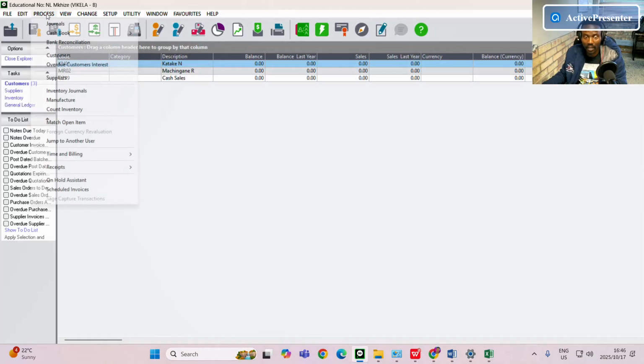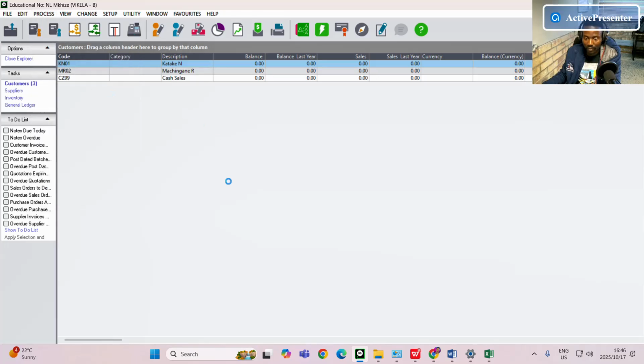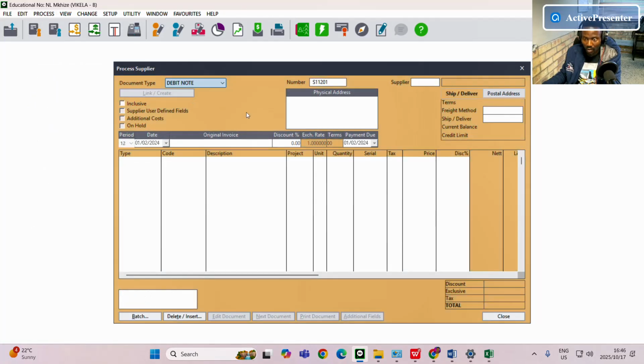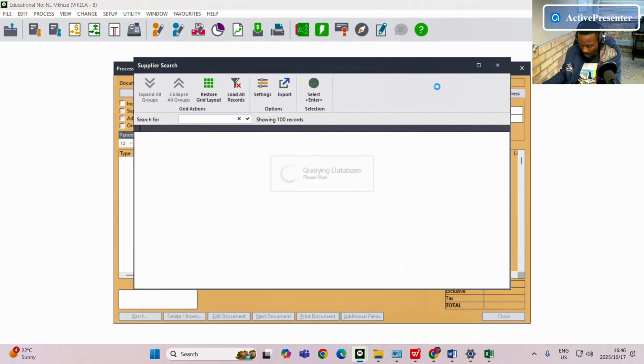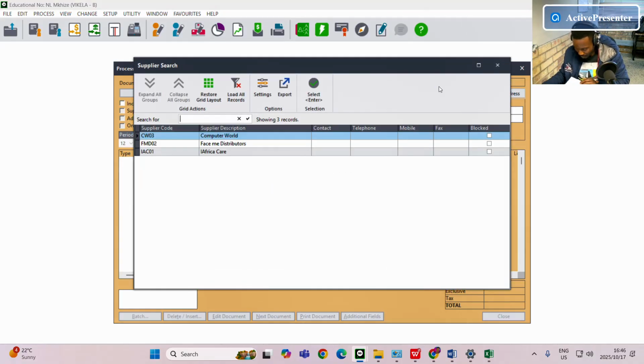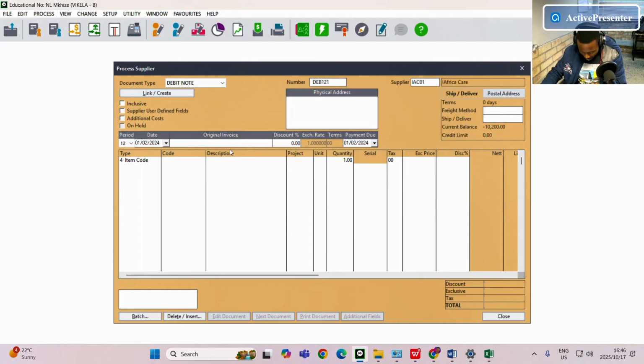Okay, now I'm busy with the debit note. Sorry. Process, suppliers. I'll be choosing the debit note. Which debit note am I busy with? It's iCare. Looking at the original invoice, I do have the address, which is unit 688.